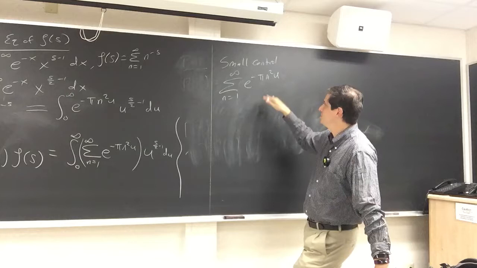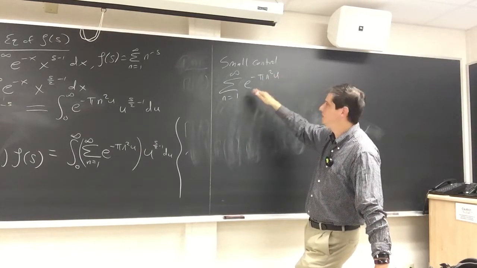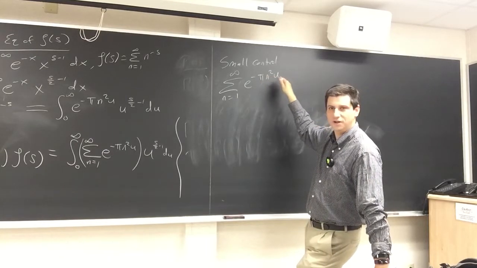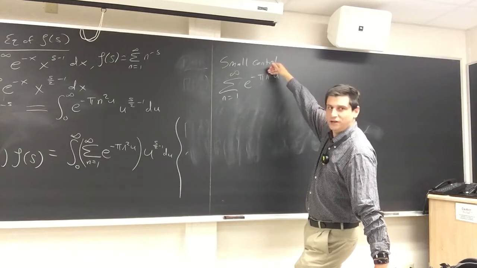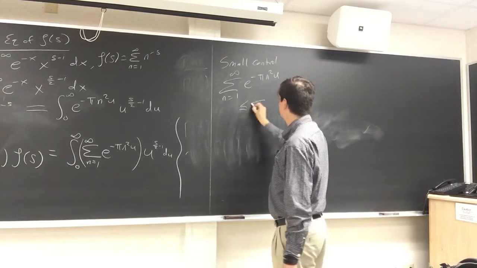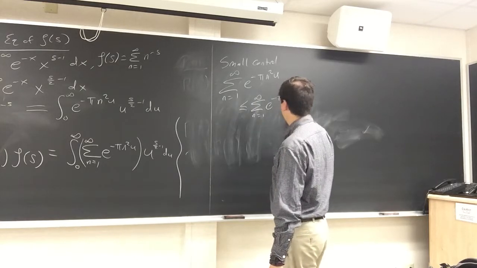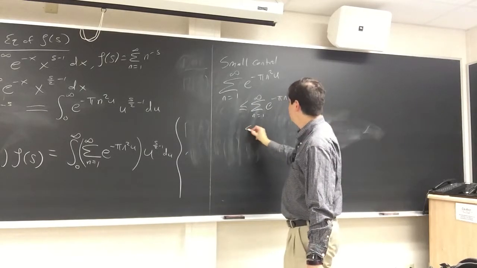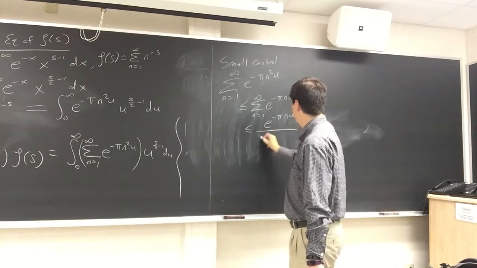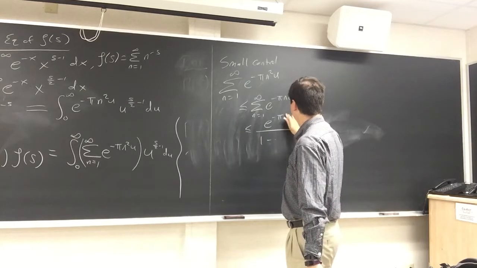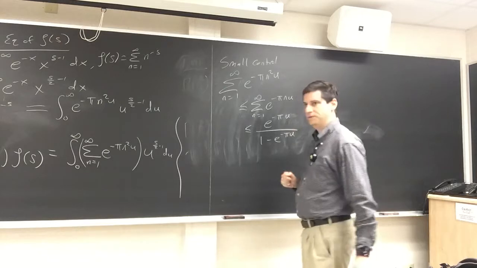Well, can you give me a geometric series that term by term dominates? e to the negative pi u, e to the negative pi 2 squared u, e to the negative pi 3 squared u. Yeah, just drop the square. If you drop the square, it's going to be less than or equal to the sum n goes from 1 to infinity e to the negative pi n u. This will be less than or equal to e to the negative pi u over 1 minus e to the negative pi u.